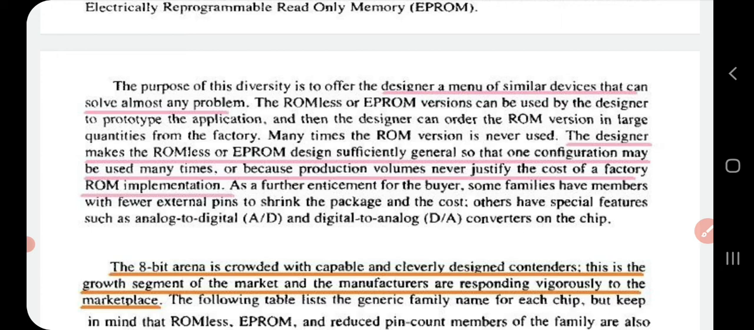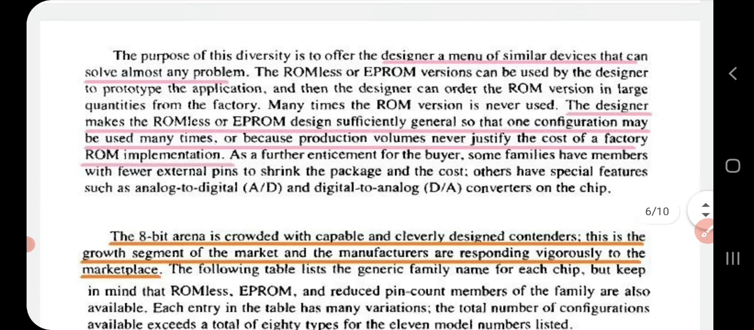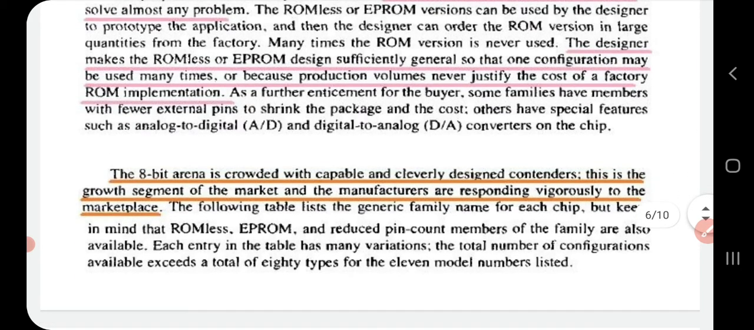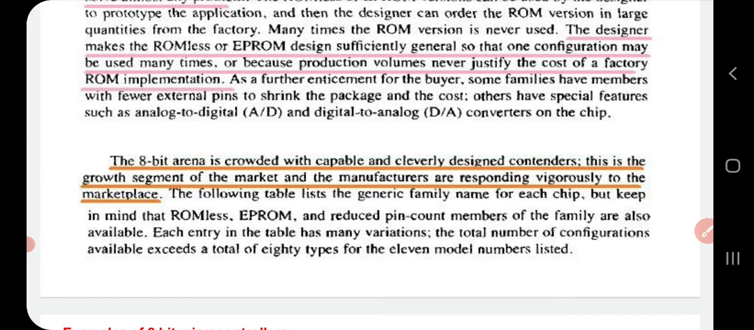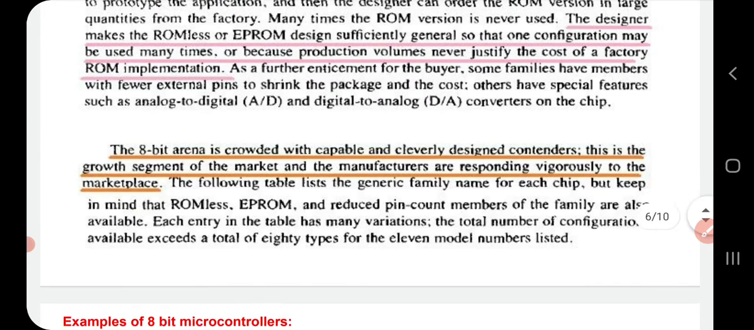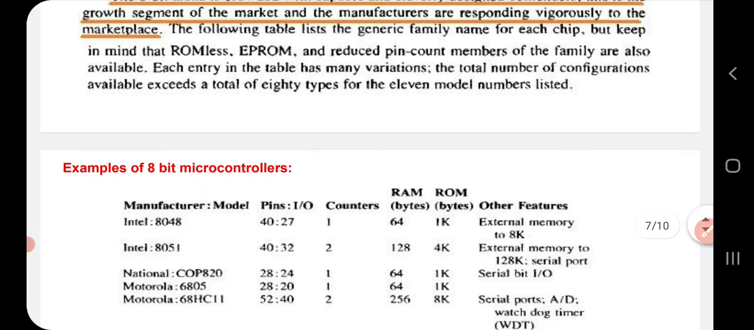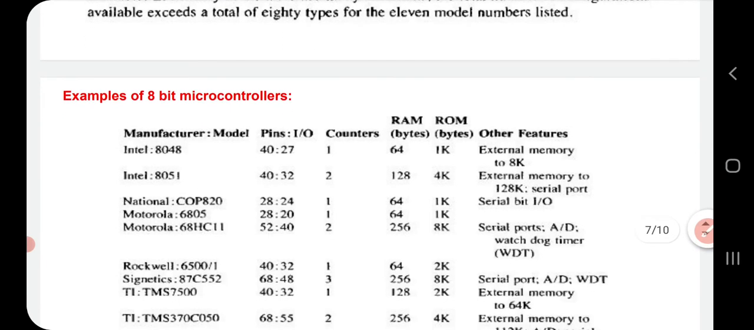And then other features include fewer shrinkage of the package, and the cost is also less. Then analog to digital and digital to analog converters are also incorporated in it. Then this next is about some of the examples for 8-bit microcontrollers. Just study one or two from here.